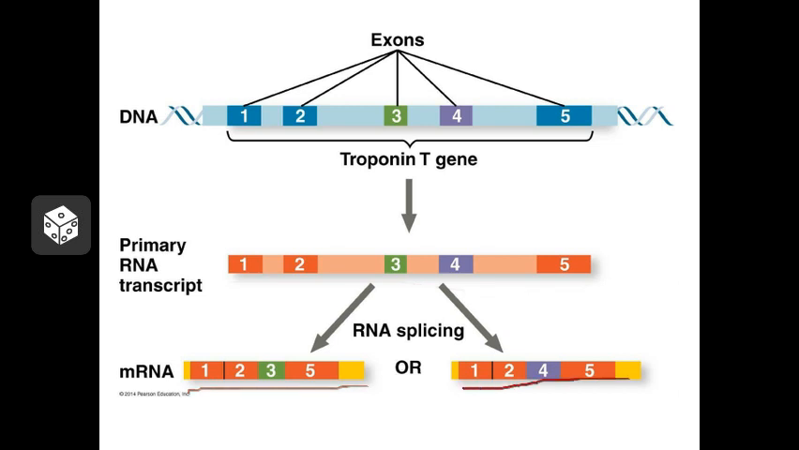Here it's gotten rid of exon 3, and it's decided to keep exon number 4. When these two transcripts are translated, they will result in two different proteins with two different functions. So this process gives the cell a lot of control over which proteins are being made at which times for specific purposes.